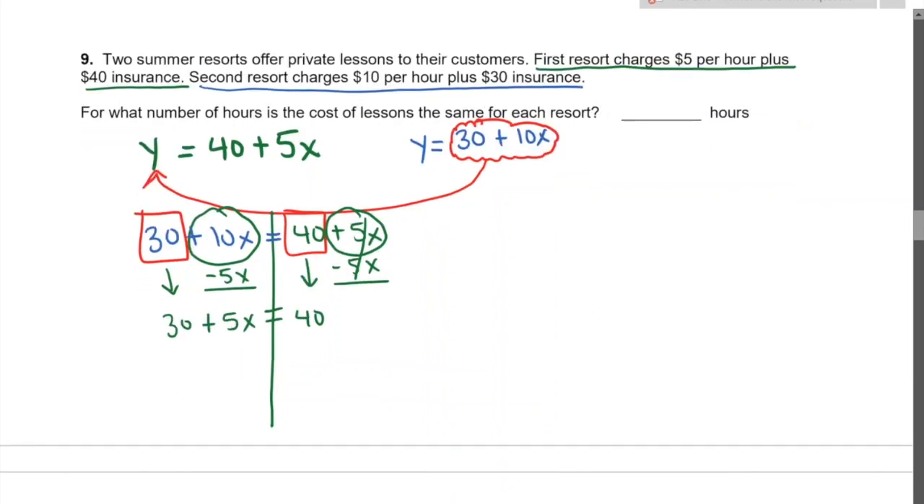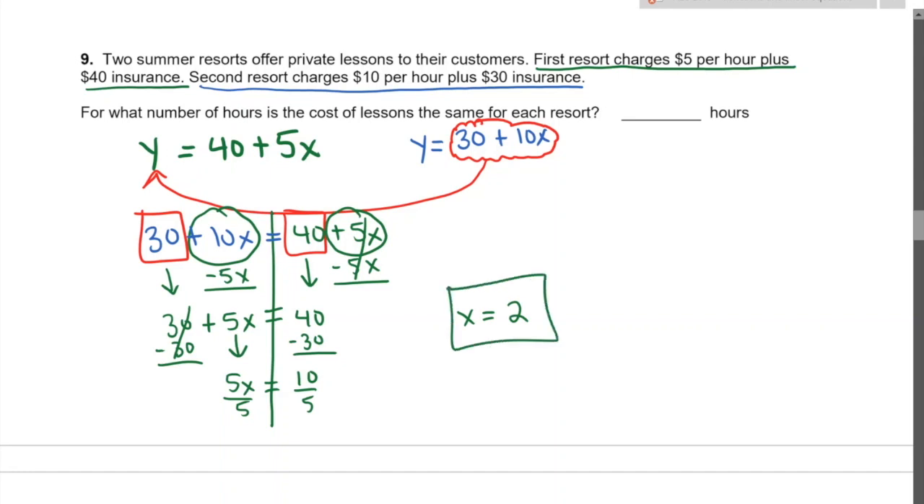Okay, got two more steps. Subtract 30 from both sides. I can cross out these 30s. Drop down the 5x. Equals 40 minus 30 is 10. Now just divide. What does x equal? X equals 2. So 2 is the answer.